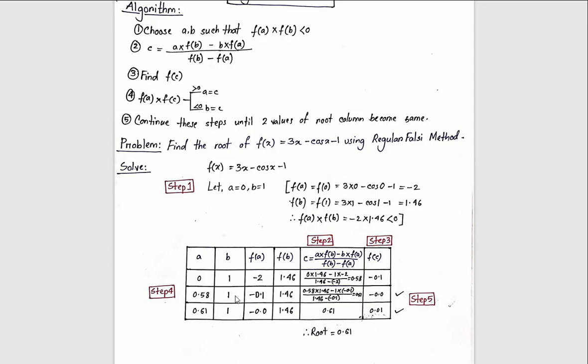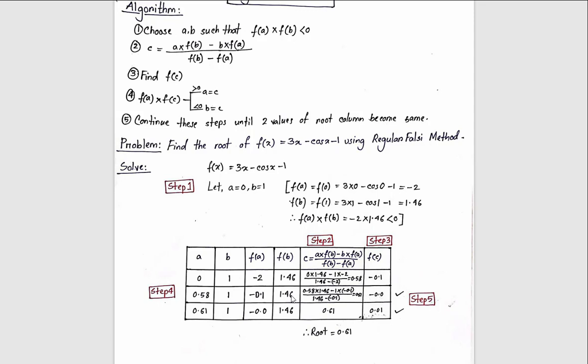Now using this value, we found f(a) and f(b) by putting this value in the given function 3x − cos x − 1. Then again we put this value in the formula of c, where a into f(b), a means 0.58 and f(b) is 1.46. So 0.58 multiplied by 1.46 minus b into f(a). b is 1 and f(a) is −0.1. So minus 1 into −0.1. Now f(b) minus f(a): f(b) is 1.46 and f(a) is −0.1. So 1.46 minus −0.1. If you calculate this, you will get 0.61. And if you put this value in the given function to get f(c), you will get about −0.0.